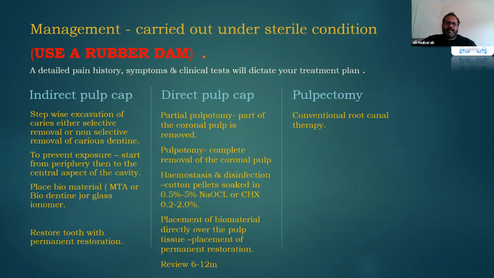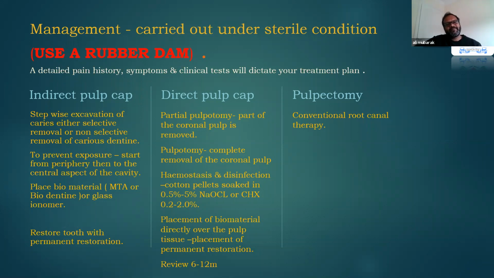Now, how do you do the management? Always do it under sterile condition. Use a rubber dam. I personally would use a rubber dam for any of these. If I know that there's going to be pulp exposure, the rubber dam is a must. You take a detailed pain history, symptoms, and clinical tests. All these things, which I keep repeatedly saying, is because we tend to jump to conclusions and start drilling in to do the root treatment. So let's not be hasty.